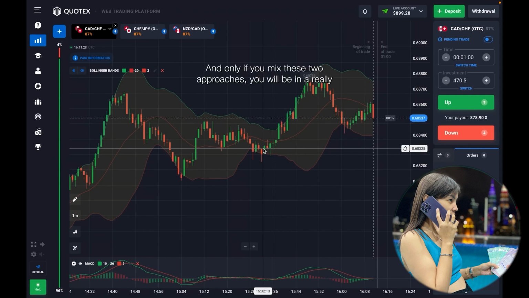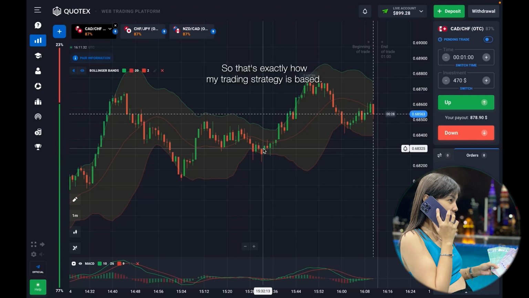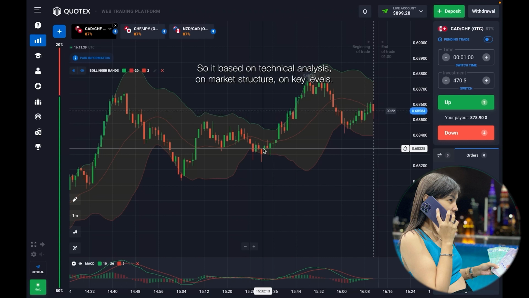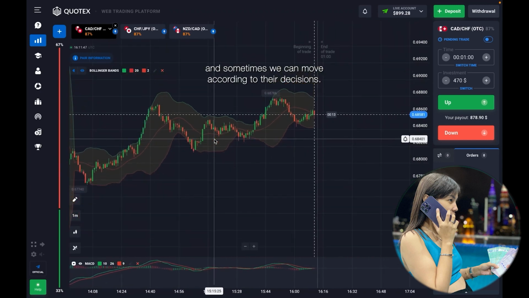And only if you mix these two approaches will you be in a really big profit. That's exactly what my trading strategy is based on. It's based on technical analysis, on market structure, on key levels, and on these nodes. So I also consider that there are big players, and sometimes we can move according to their decisions.